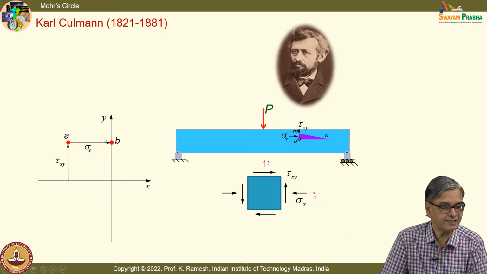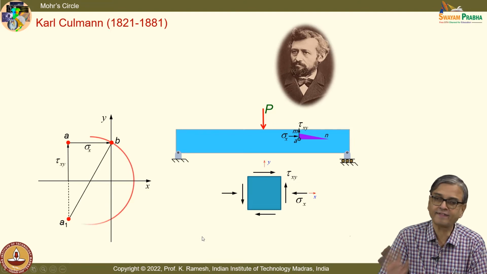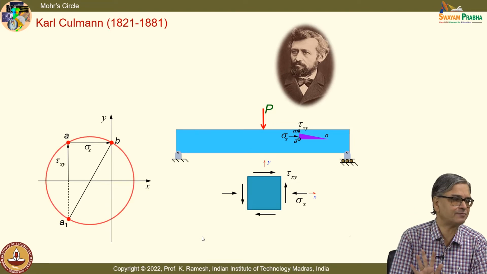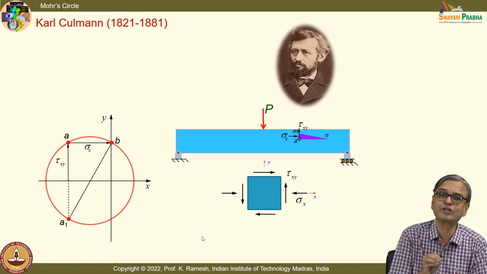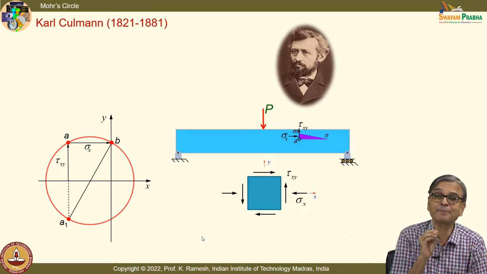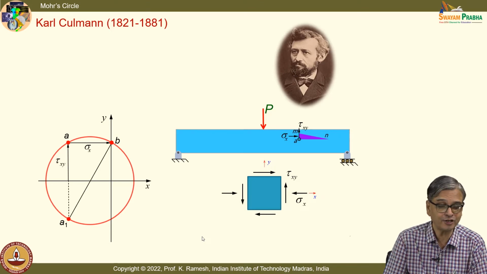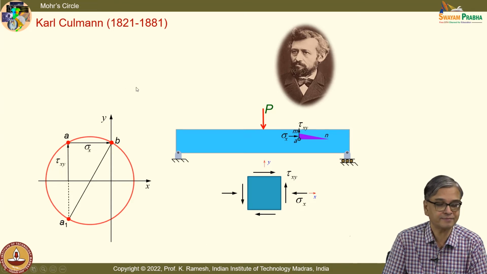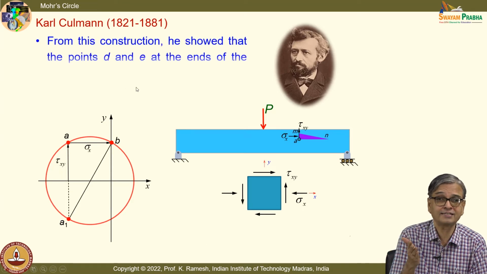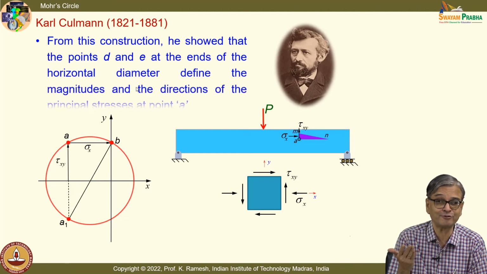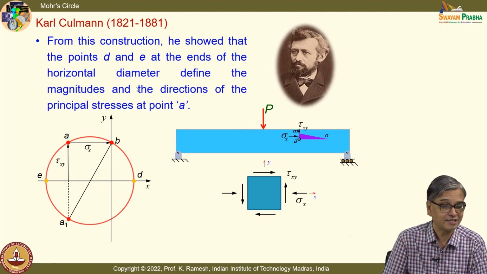And then he identified the point B and located the y-axis. Then he mirrored this point A to A1, joined these two and got a circle. No other explanation was given. So, the first attempt to get a circle to represent state of stress is credited to Carl Kalman. Okay. I said the Mohr circle was developed in 1882. So, he passed away even before that.